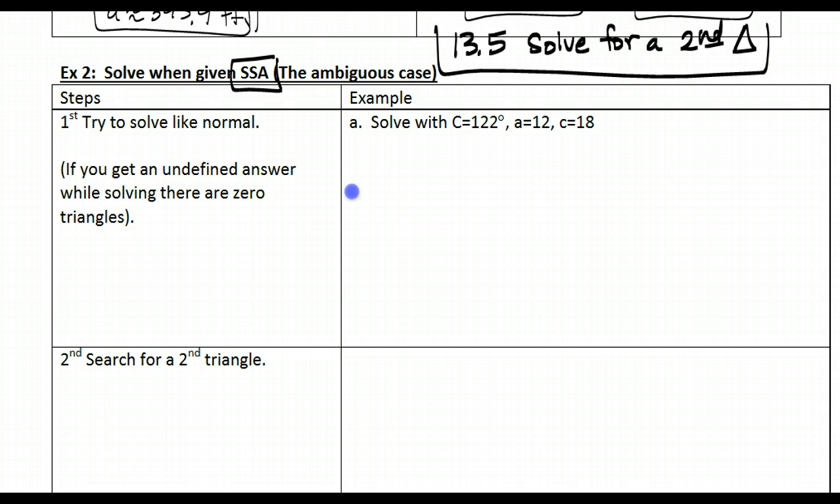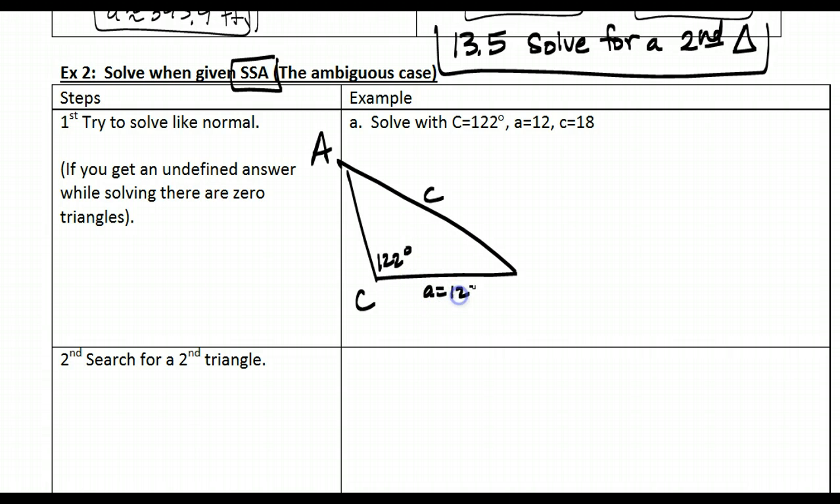So I'm given the fact that angle C is 122 degrees. Remember, your angles and sides are across from each other, so if angle C is there, side C is here. Let's say angle A is there, so side A is here, and then, oh, I did know side C, it's 18. Perfect.